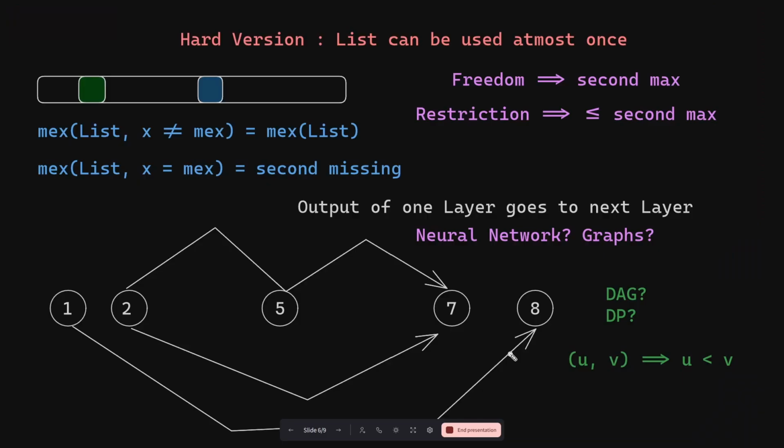In the hard version of this problem, you are not allowed to use one list more than once. But notice that whenever you had the freedom to use one list any number of times, the best you could achieve is the second maximum. So now with some restriction, of course the best that you can achieve cannot be greater than this number. It has to be less than or equal to this number, and your goal should be to achieve it if it is possible.